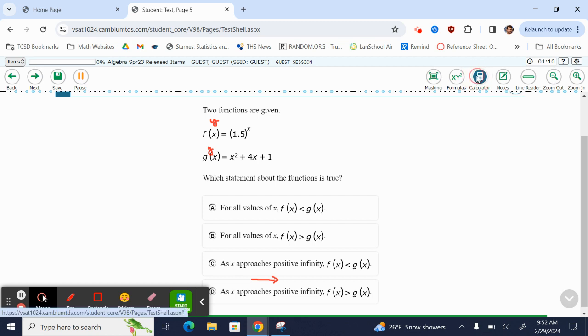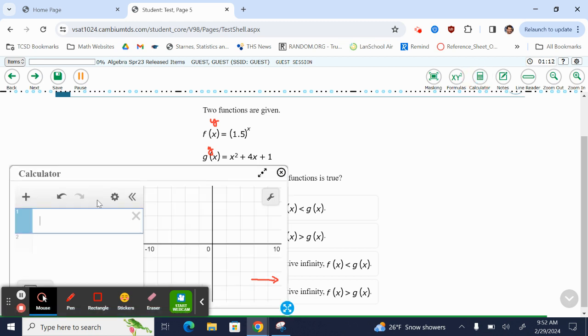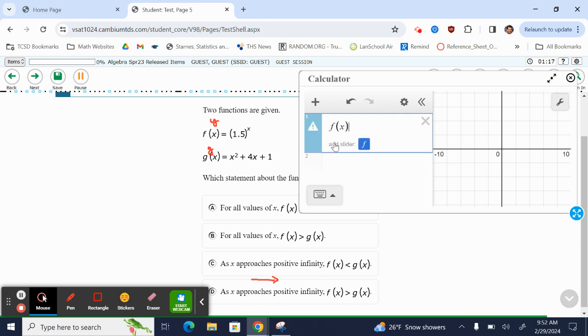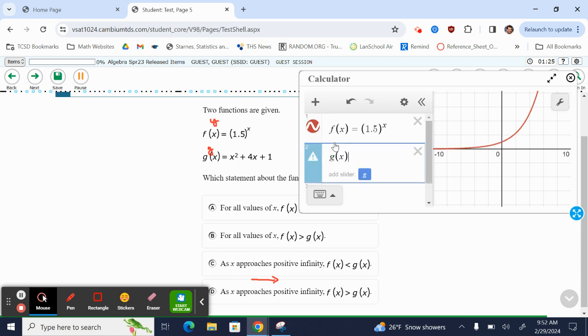So I'll click on the calculator. So I will type in, let me bring it up over here. So I will type in f of x equals exactly what it says. All right, so there's that, and that's called an exponential. And then I'll do g of x equals x squared plus 4x plus 1. Okay, so let me make it big.